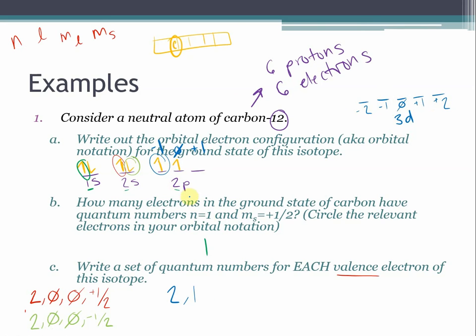So our l value is 1 because this is a p orbital. Specifically, it's the negative 1 p orbital. It's the orbital to the left. So our m sub l value is the negative 1. And this electron is spinning up, so it'll be a positive 1/2. And that's your third electron. Number 4 is in the second energy level. It is in a p orbital, but it's in the 0 orbital. It's in the central orbital. And it is spinning up, so it has a positive 1/2.